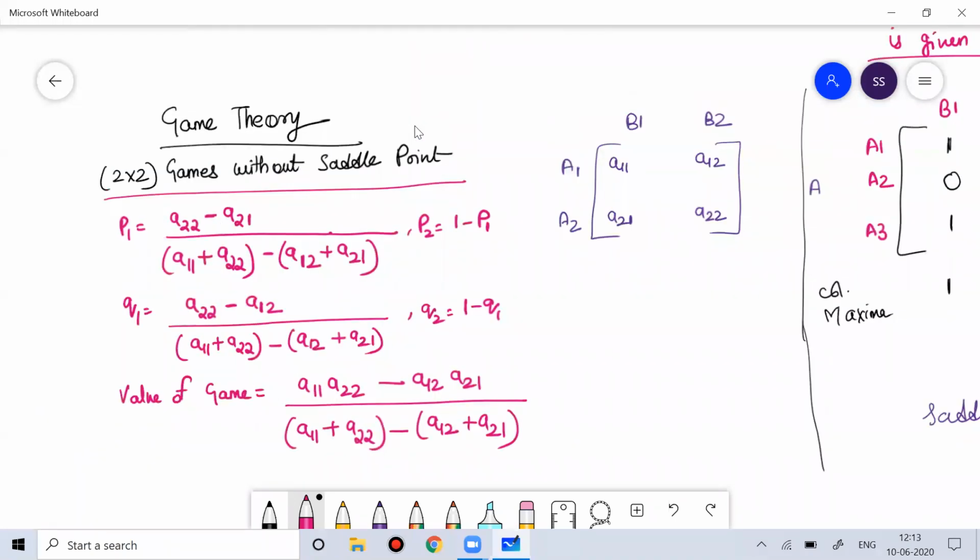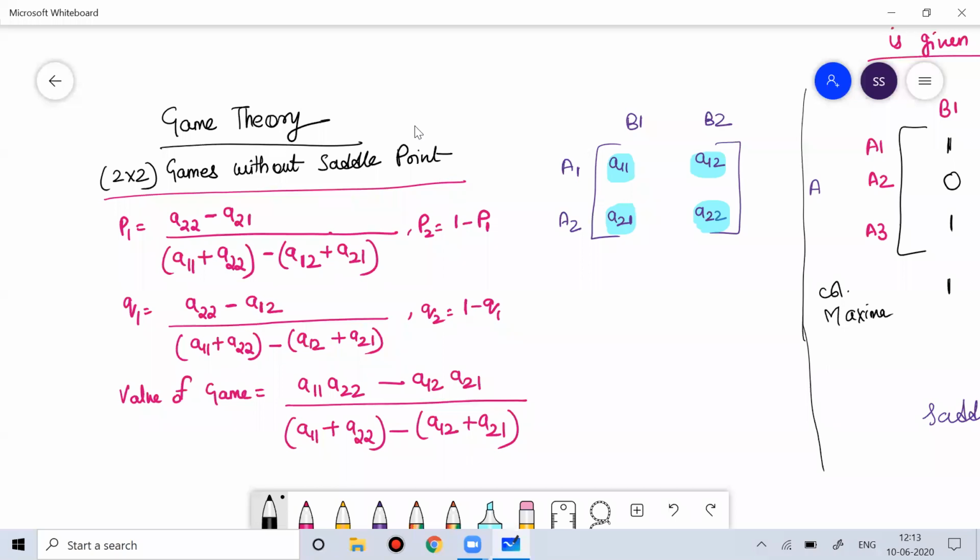So you see this formula. I think everyone can see this. So this is the formula. First, imagine your matrix. I hope everyone understands what A11, A12, A21 and A22 are.